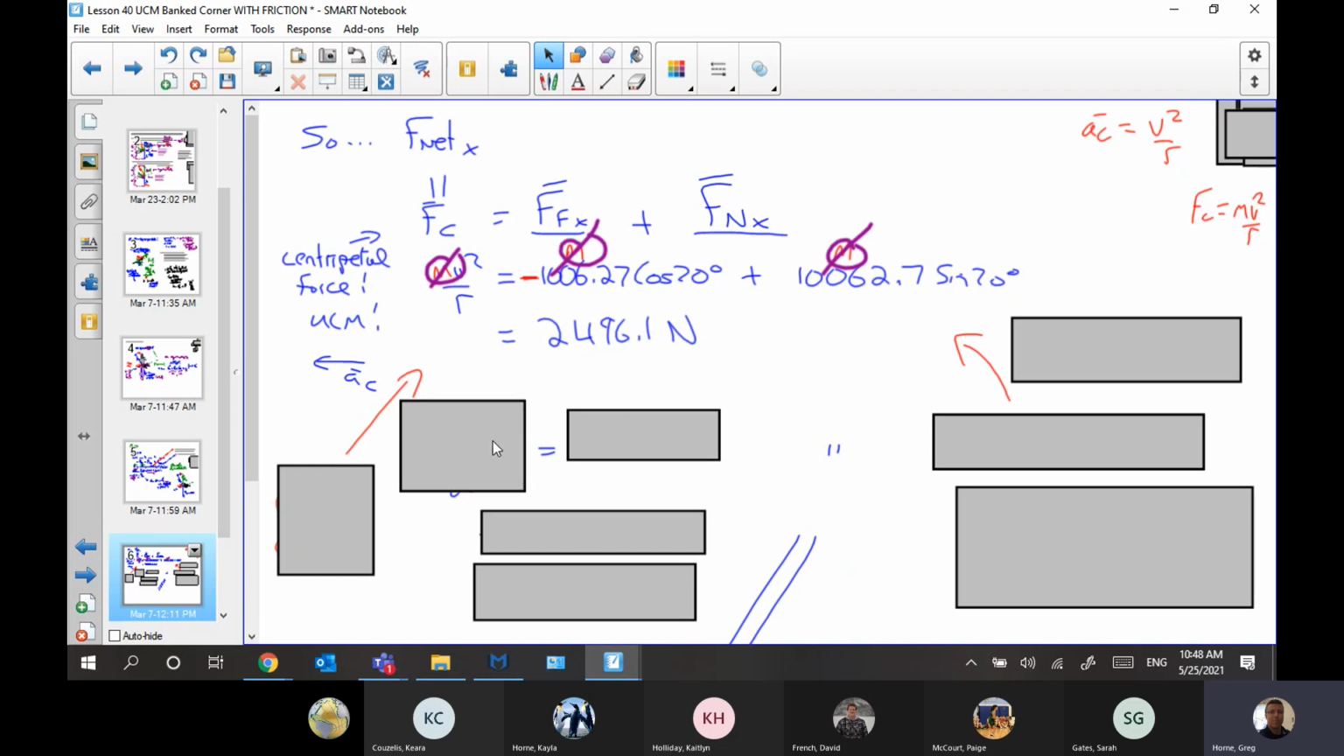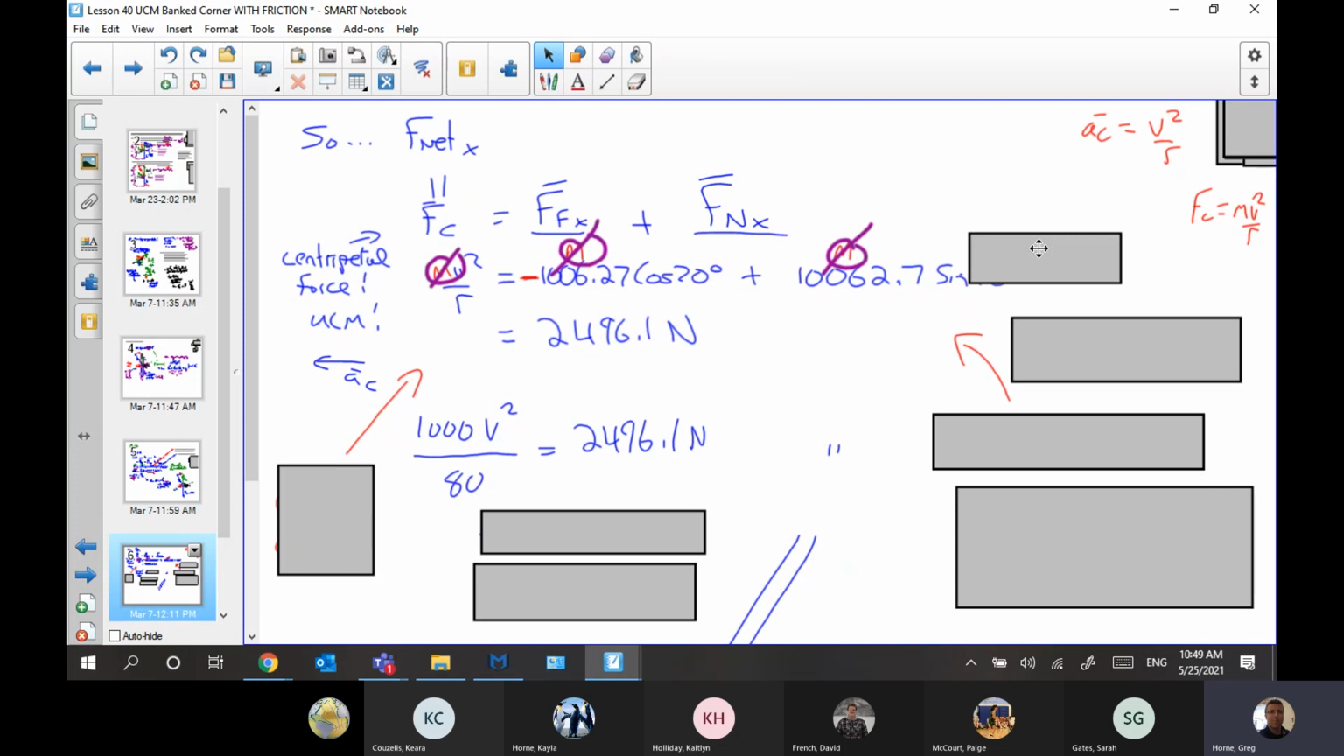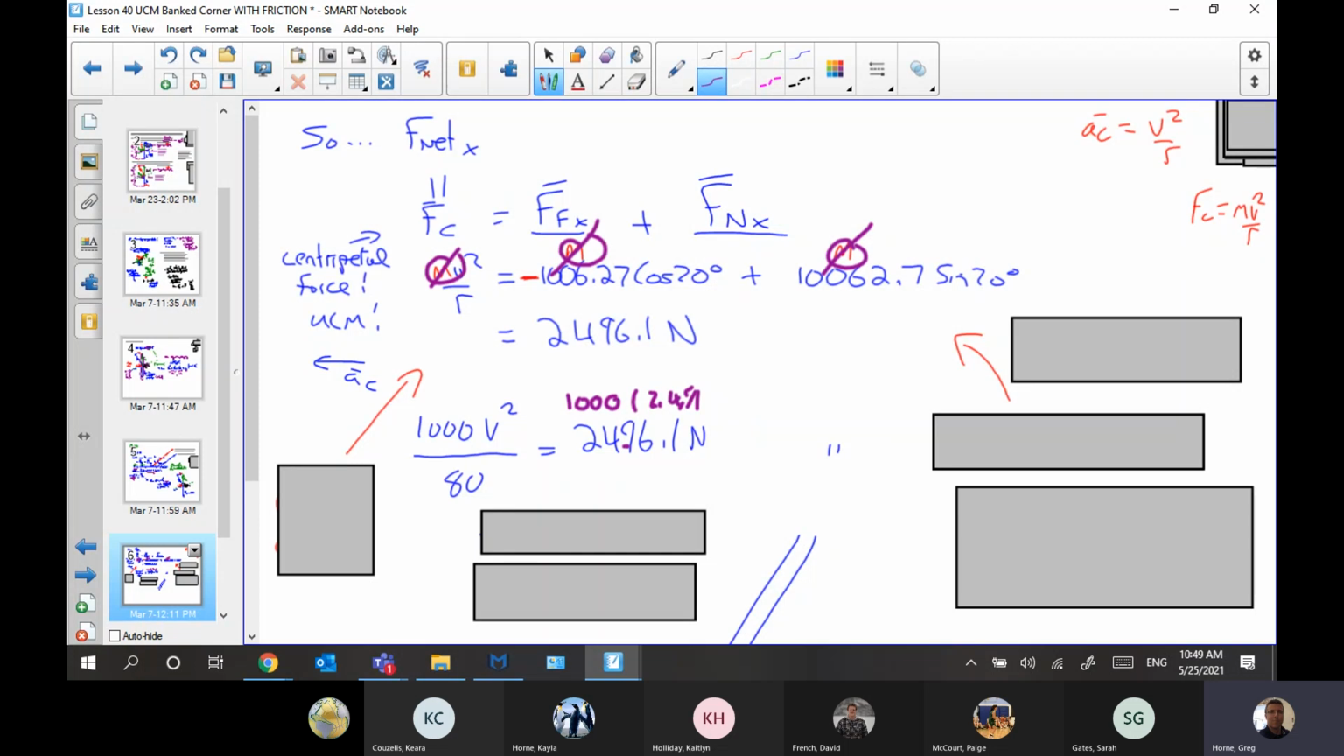But we don't actually need it. So this 1000 is needed in terms of this number here. But notice, of course, this number would have been a 1000 times a 2.4961, I guess, right? So if this was an m, and this was an m, it would just cancel out. You see what I'm saying there?